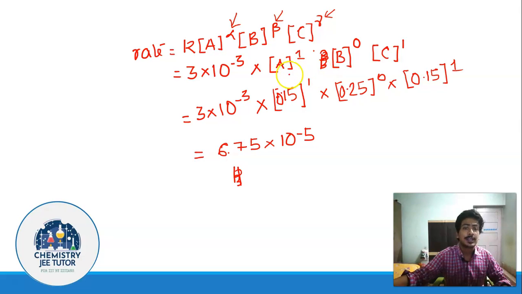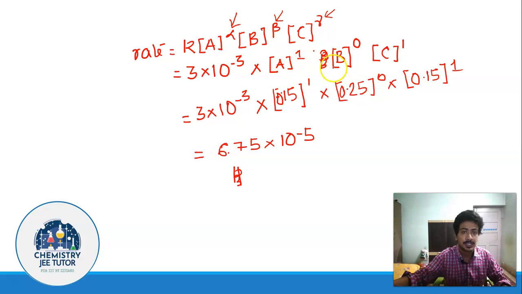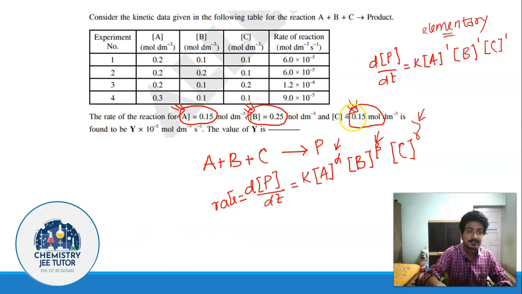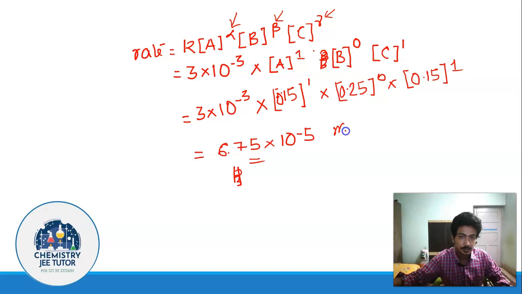Now the values of A, B and C are given in the problem itself. This is what has been asked. You determine the rate while the concentrations of A, B and C are this and this respectively. So we have plugged in the values of A, B and C respectively, and what we have obtained is this. Again, you do it yourself and convince yourself that whatever I am obtaining is correct, and the unit is going to be this.